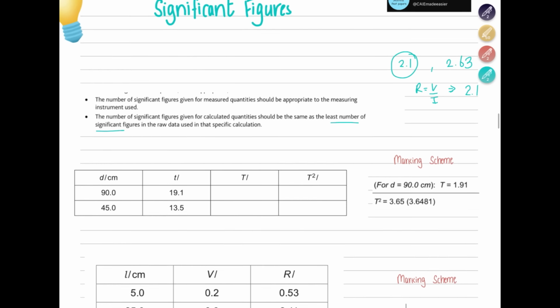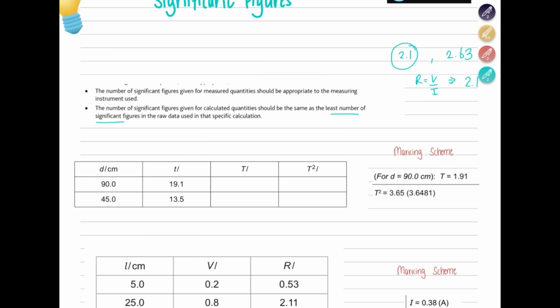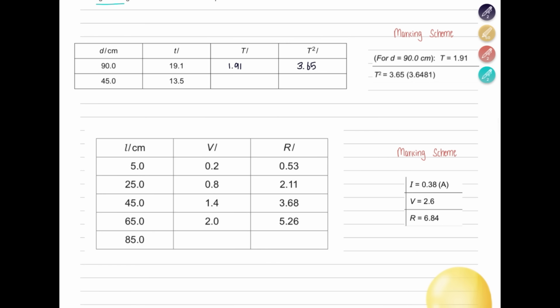2.1. Okay, if you look at this question, they did oscillations 10 times and they asked you to find the time period, so divide this by 10, you got 1.91. Now you're supposed to t-square. When you t-square, you got 3.4681. That is a lot of significant figures, but if you look at the question, we have 3 significant figures, so this one will also be 3 significant figures. This would be 3.65.